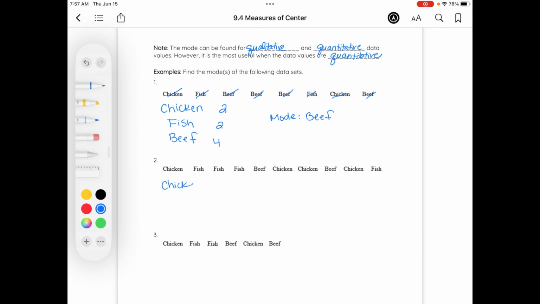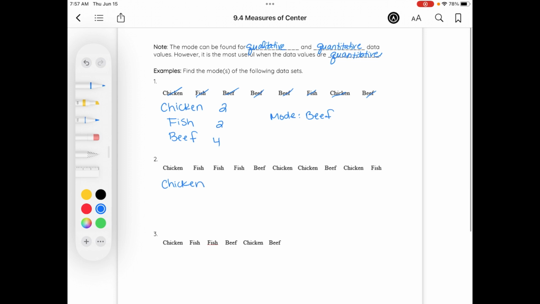I then have chicken, fish, and beef. Chicken 1, 2, 3, 4. Fish 1, 2, 3, 4. And beef 2. So my mode is both chicken and fish.